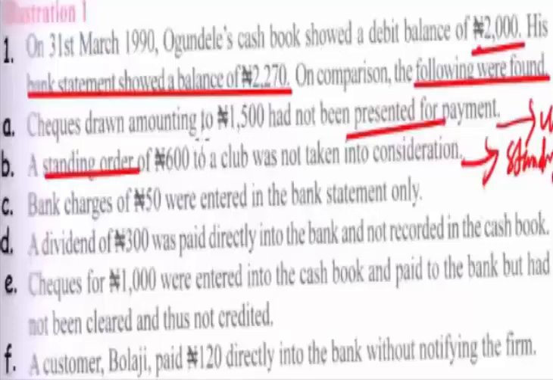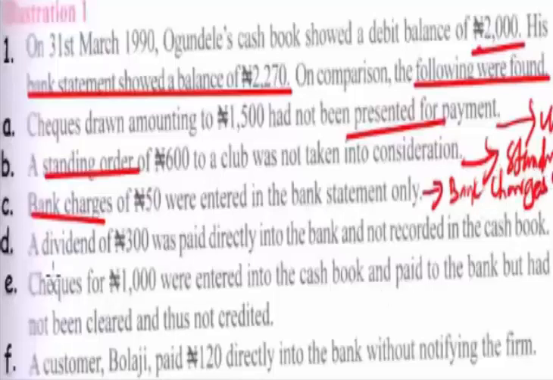It means that your balance as per cash book and your balance as per bank statement will be wrong. So we have to be careful when classifying. Also here, bank charges of 50 naira were entered in the bank statement only. This is bank charges, so this also is a sellout. The question was not hidden. They gave it to us straight. Students should not be expecting questions that are this straightforward.